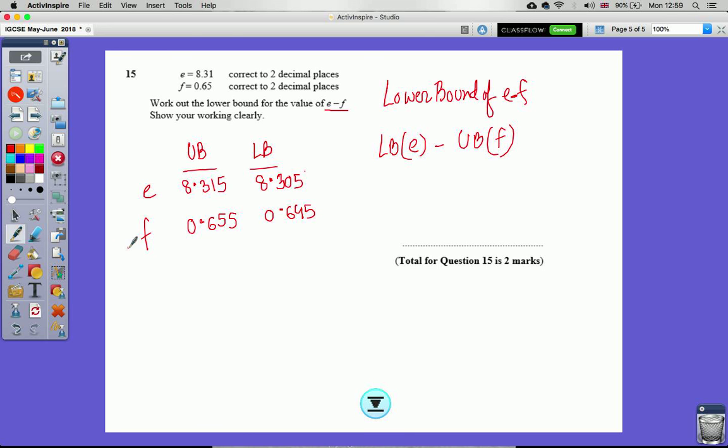Okay, so the lower bound of E is 8.305 minus the upper bound of F, which is 0.655. So when I minus those two, 8.305 minus 0.655 is going to give me 7.65, and that is your answer.